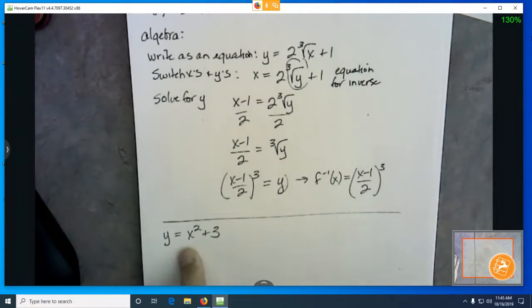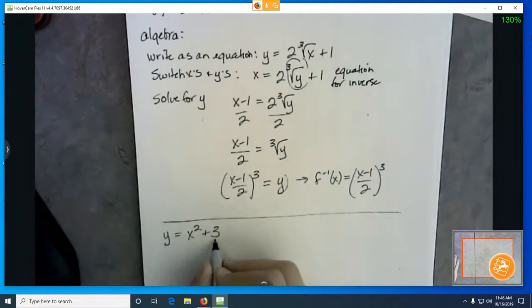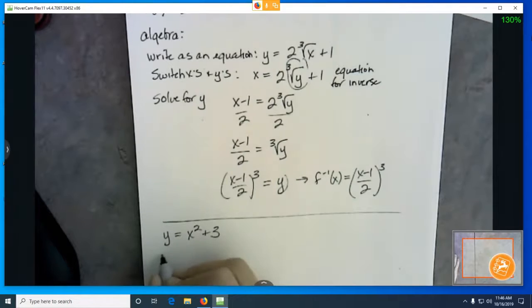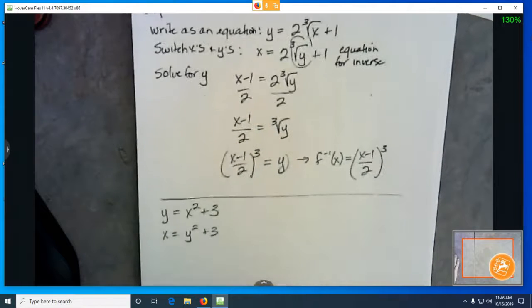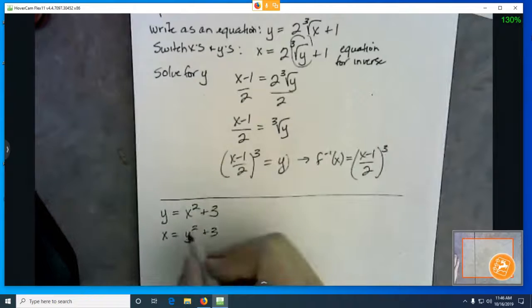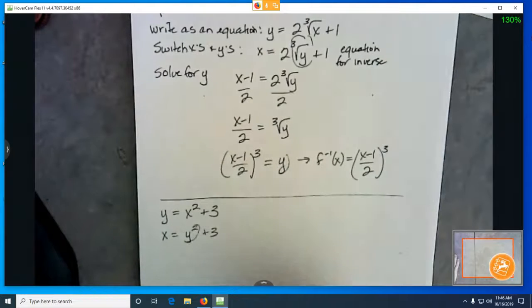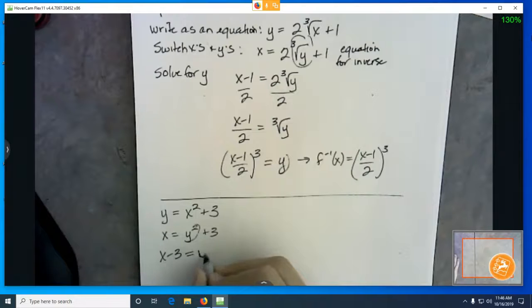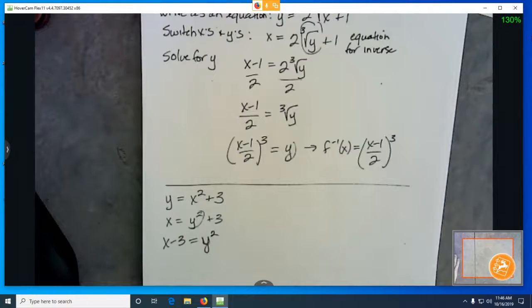We wanted to use algebra to find the inverse for this one. Then we've already got it written as an equation, so we would switch the x's and the y's. That would give us x equals y squared plus 3. Then we would want to get the y squared by itself on one side, so we would subtract 3 from each side. And now here's where it depends on how we restricted our domain in the first place.